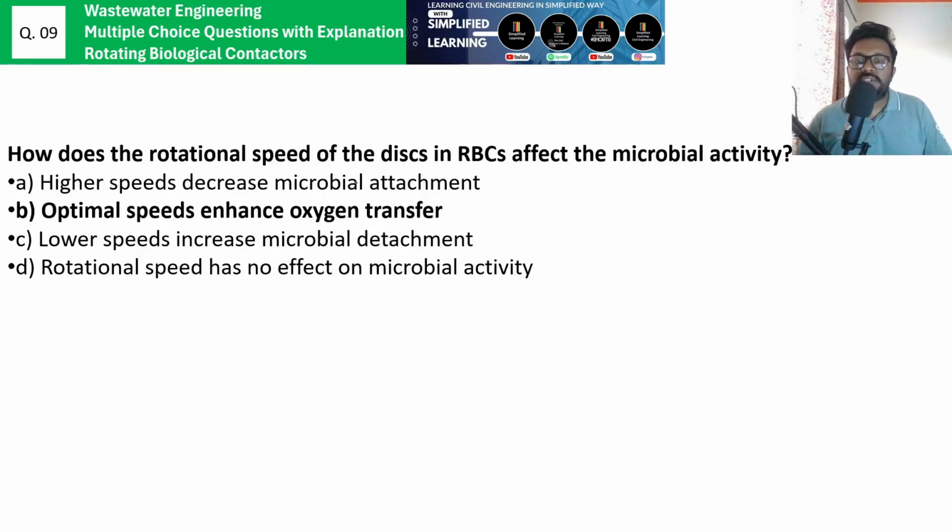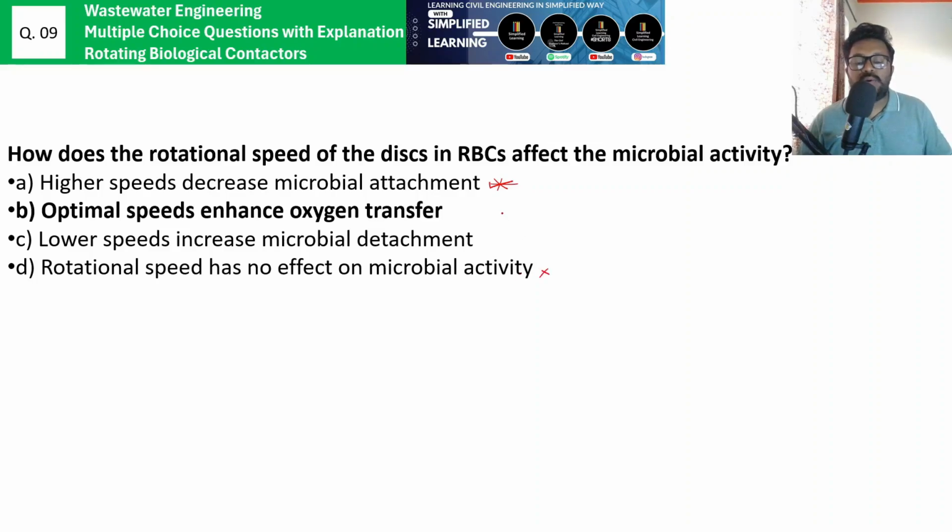Then how does the rotational speed of disc in RBC affect the microbial activity? See, higher speeds are not going to allow a proper interaction of air with microorganisms or wastewater submergence and microbial attachment with the disc when the speeds are high. Lower speeds are not going to be an optimal solution either, because they are not going to work properly because of the time taken. The detention time over there is going to be very high, which is not economical or efficient. Then, rotational speed has no effect.